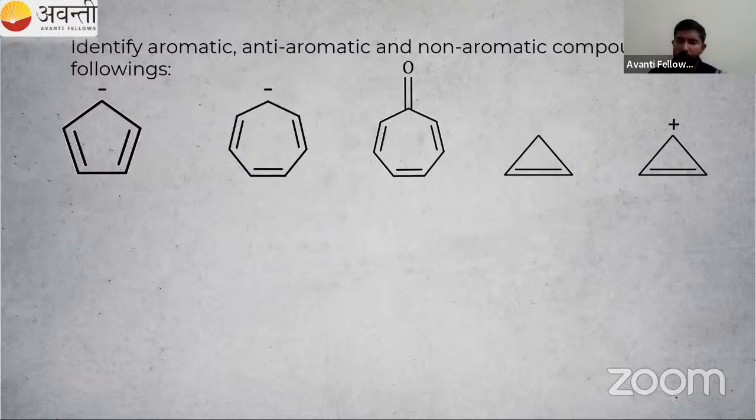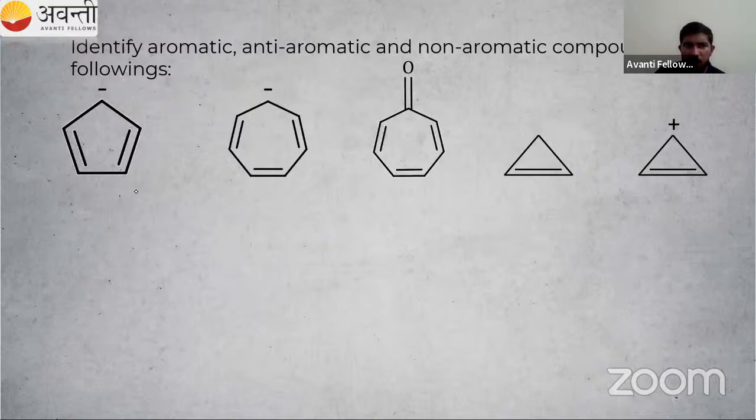If it is wrong, fine. Find the answer for this one. So cyclic, yes, that is correct. Then after that, you have to check planar or not. Yes, sp2 hybridized, it is planar. Conjugation, pi, sigma, negative charge. Conjugation is present.